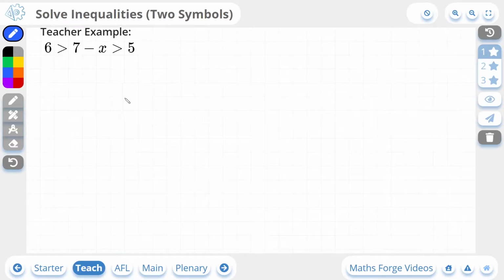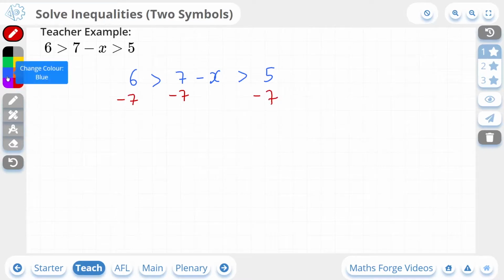We'll do one more one-star example. Here we have 6, which is greater than 7 minus x, which is greater than 5. So the first thing we're going to do is get rid of this 7 here, and we're going to do this by subtracting 7 from every part of this inequality. This is now going to leave us with negative 1, which is greater than negative x, which is greater than negative 2. Now, to solve this inequality is to get x, not negative x.